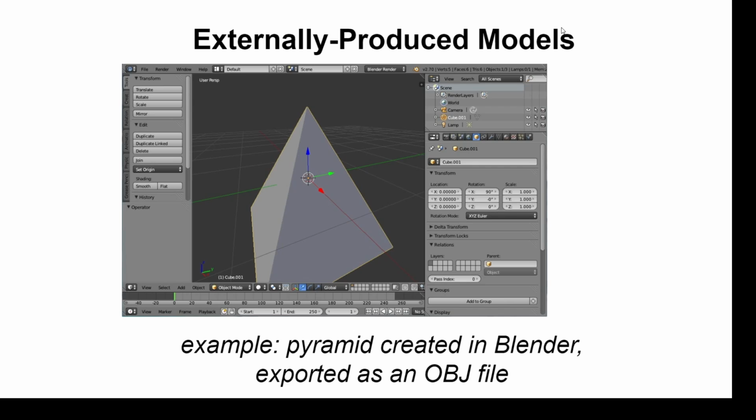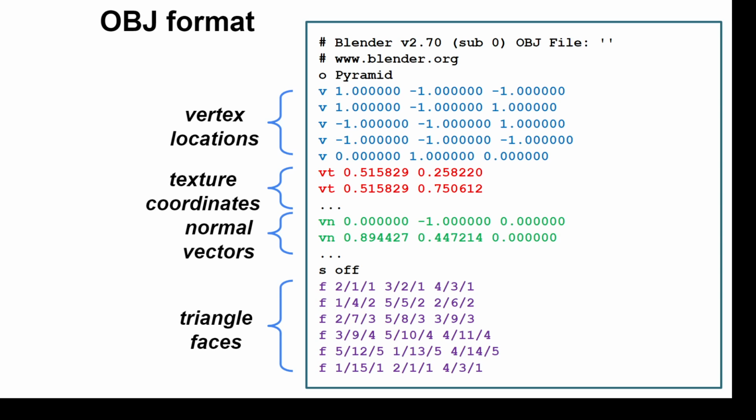All right. So, externally produced models. For the example here, they're showing the Blender application. You can export models from Blender in all sorts of different formats. OBJ is the one we're going to talk about. That space shuttle that I showed earlier today was also an OBJ file. I'm not sure it was created in Blender, but it's also an OBJ file.